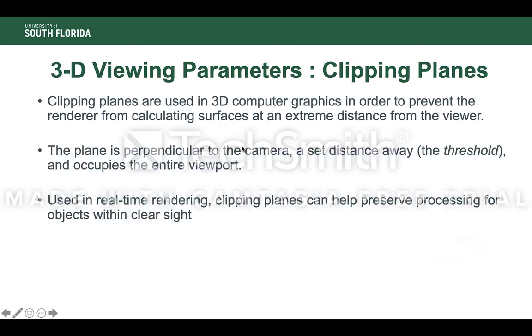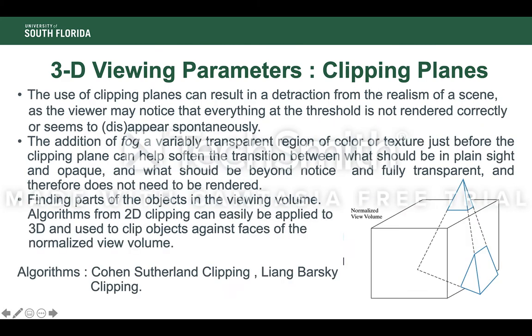So the third part of 3D viewing parameters consists of clipping planes. Clipping planes are used in 3D computer graphics in order to prevent a renderer from calculating surfaces that are at an extra distance or an extreme distance from the viewer. So the plane perpendicular to the camera is a set distance away that occupies the complete viewport. So clipping planes basically preserve processing for objects within clearer sight. So you will get an idea of what exactly a clipping plane is in the next slide.